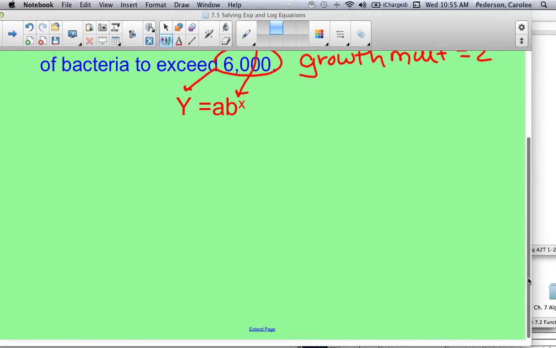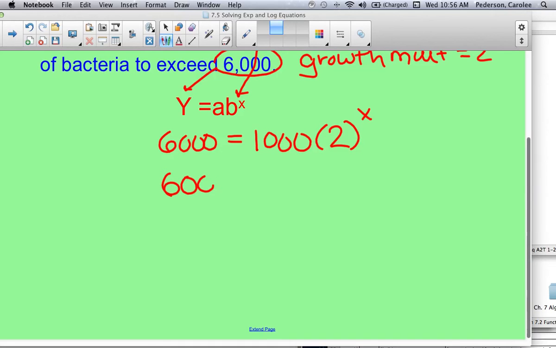So again, the end bacteria is 6,000 bacteria. The initial in the problem was 1,000 bacteria. My growth rate multiplier is 2, and I'm raising it to the x power. Now we want to solve this equation for x. So the first thing we're going to do is we're going to divide both sides by 1,000. So 6,000 divided by 1,000 equals 2 raised to the x. Then 6,000 divided by 1,000 is 6.